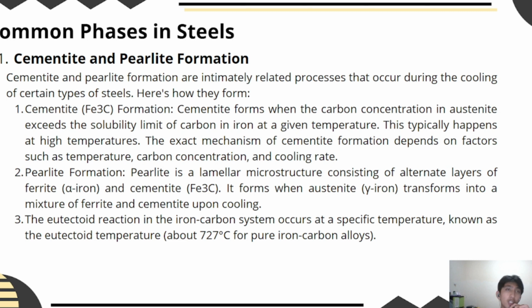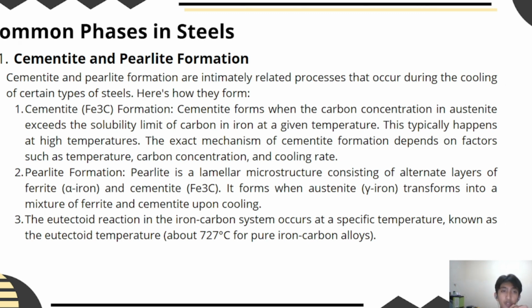And next is common phases in steel. The first is cementite and pearlite formation. Cementite and pearlite formation are intimately related processes that occur during the cooling of certain types of steel. Here's how they form. The first is cementite formation. Cementite forms when the carbon concentration in austenite exceeds the solubility limit of carbon in iron at a given temperature. This typically happens at high temperatures. The exact amount of cementite formation depends on factors such as temperature, carbon concentration, and cooling rate.